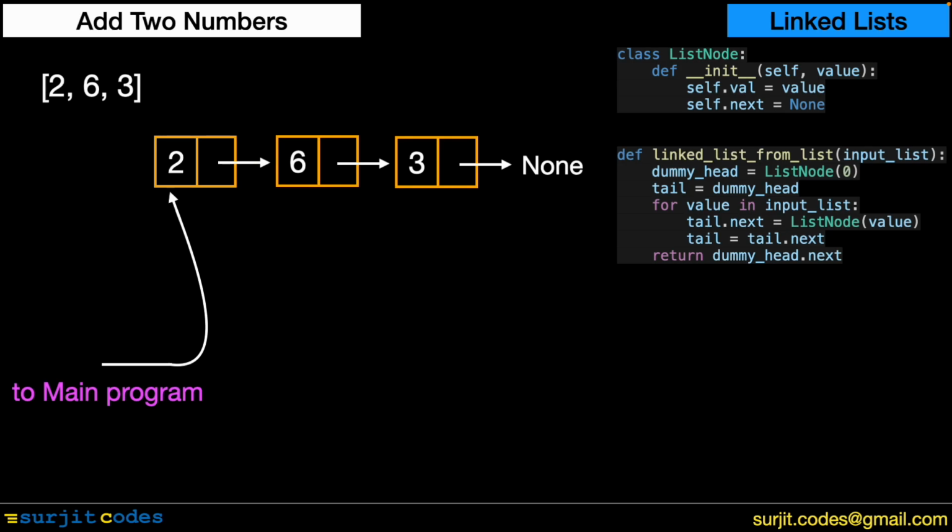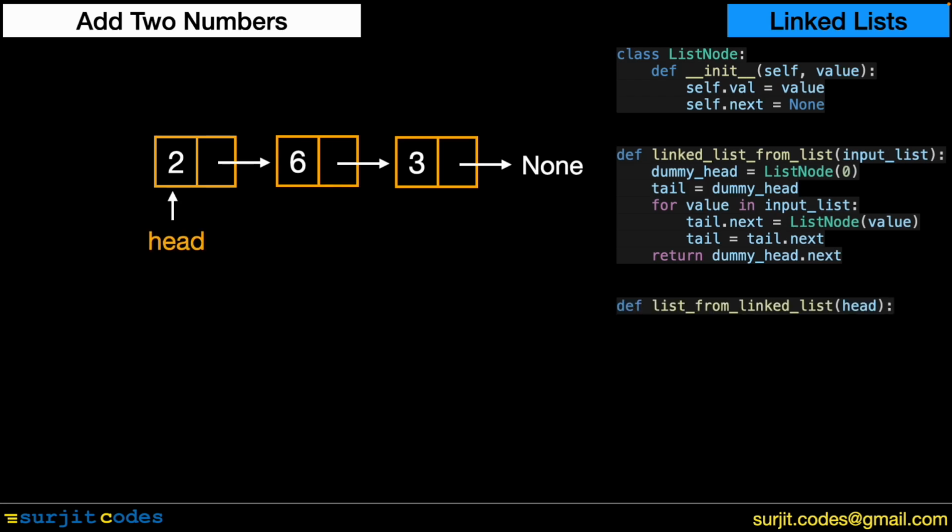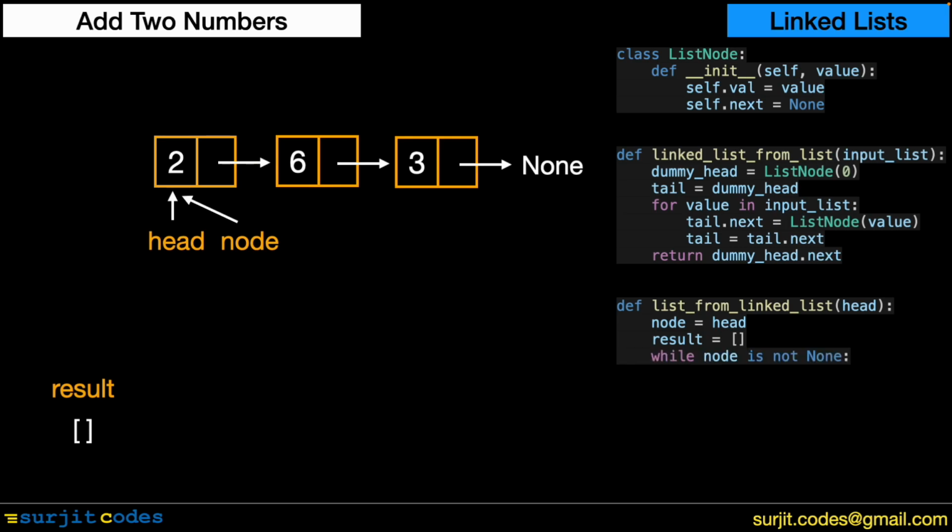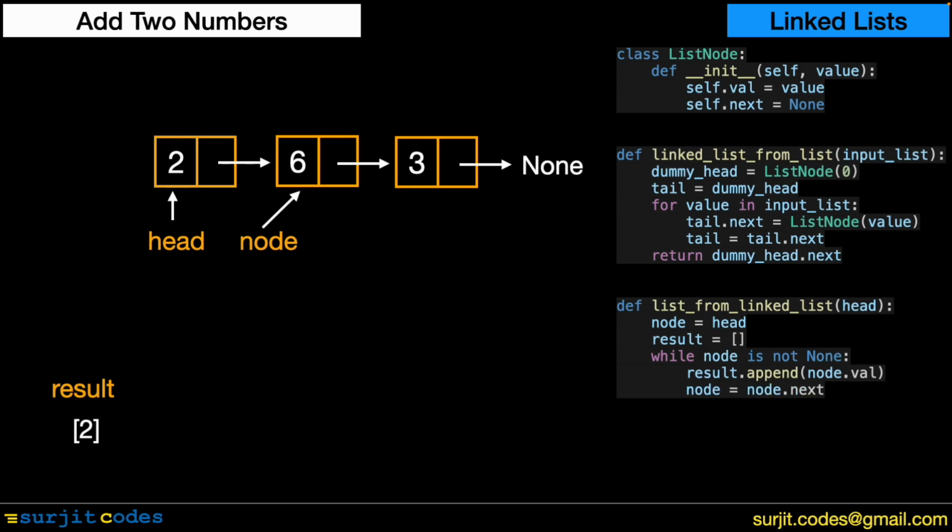In most linked list problems, we are given the head of the linked list. Now let us traverse the linked list using head and convert it back to a list. We copy head into node and create an empty list result. We start a loop while node is not none and append the value part of the node to result and shift node to point to the next node.